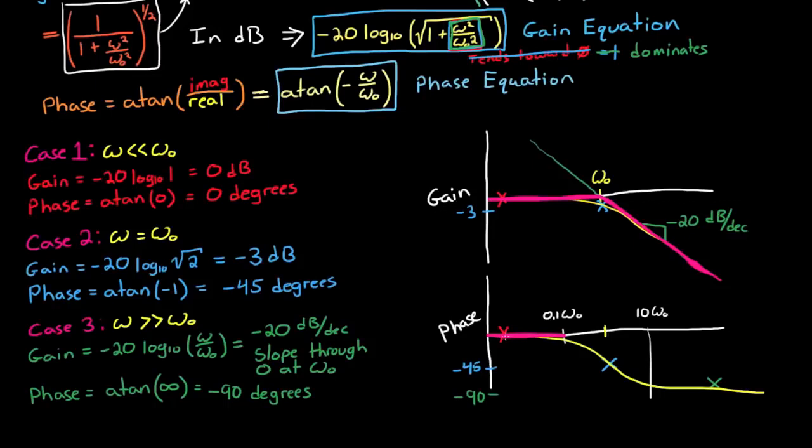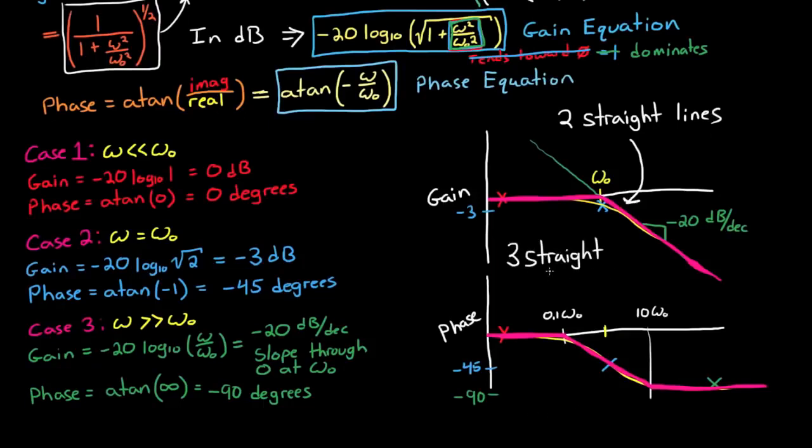The first line's at 0 degrees and goes up to 1/10 of the break frequency. The next line slopes down to minus 90 degrees at 10 times the break frequency, and then it's just flat at minus 90 degrees from that point on. So now when you come across a transfer function that has a single pole, you can estimate the gain plot with 2 straight lines in this manner. And then you can also estimate the phase plot with just 3 straight lines like we've done down here.